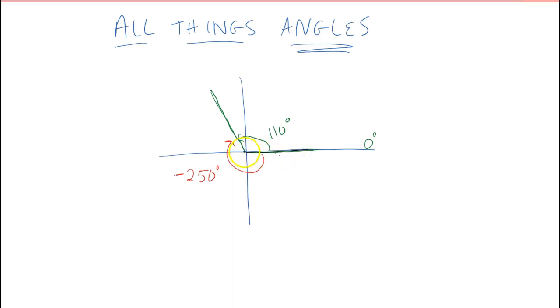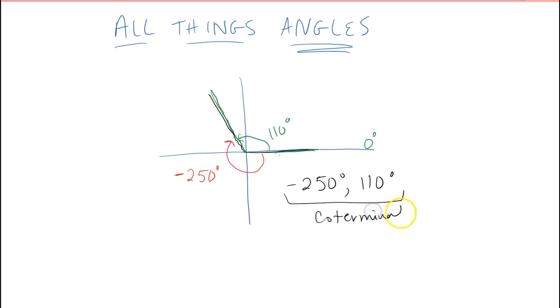And these two angles, they relate to each other because they both have the same initial side and they have the same terminal side. The only difference is I was looking at my picture a little differently, but because they stop in the same place on the circle, these two are said to be coterminal angles.